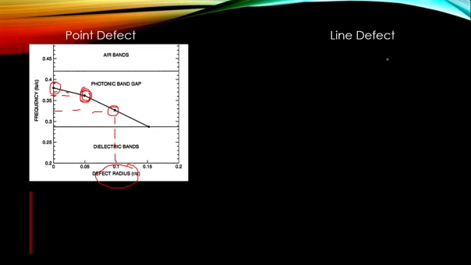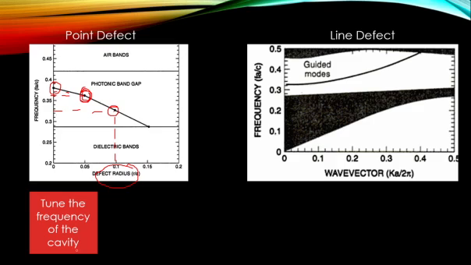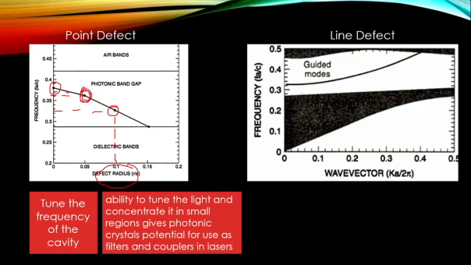So in the case of point defect, we can tune the frequency of the cavity, and the ability to tune the light and concentrate it in a small region gives the photonic crystal a potential for use as filters and couplers in lasers. So this will act as a coupler or filter in lasers.